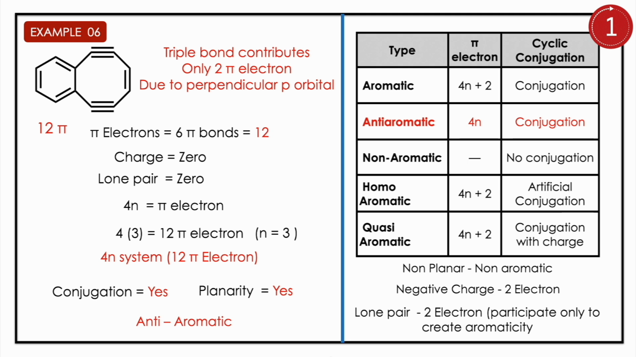So the triple bond contributes 2 pi electrons, not 4 pi electrons. If you count it, 2 pi bonds and 4 pi bonds, totally 6 pi bonds. So 12 pi electrons, no charge is there. Lone pair also not there. So it is the 4n system where n equals 3. So it is the 12 pi system. Finally, 4n system, conjugation, planar mean it is the anti-aromatic compound.